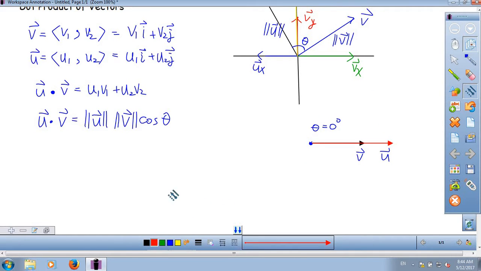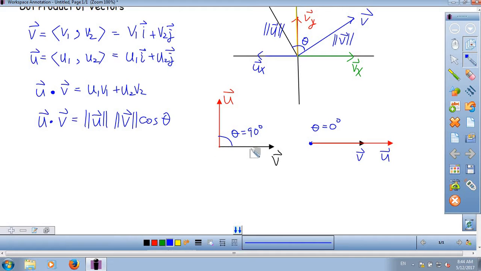Now, what if v goes like this, but u goes like this? What if they form a 90-degree angle? Let's say this is vector v, and this is vector u, and the angle theta between them is equal to 90 degrees. Do they contribute to each other at all? No, they don't contribute to each other at all. U and v do not contribute to either one, right?